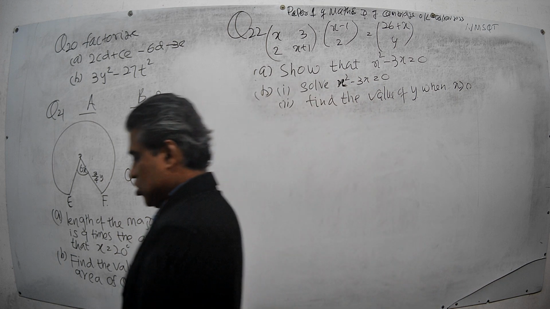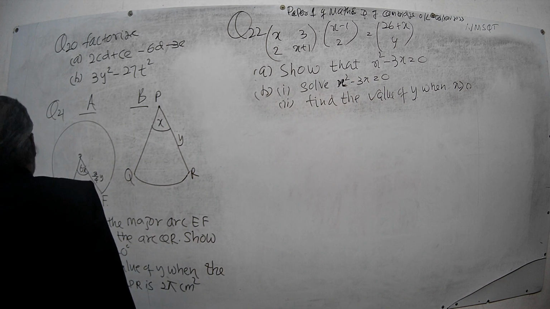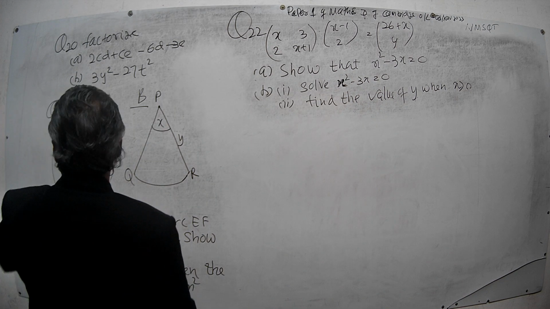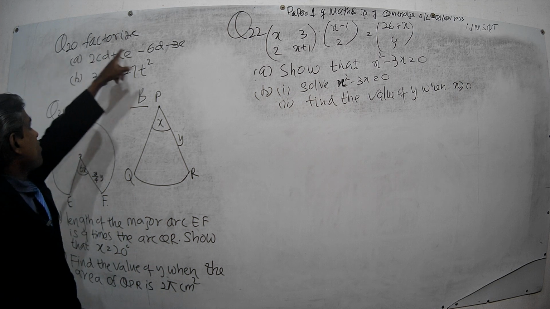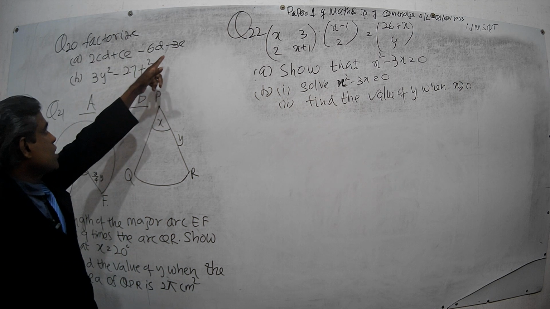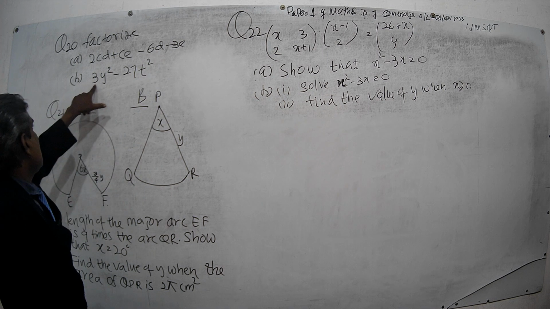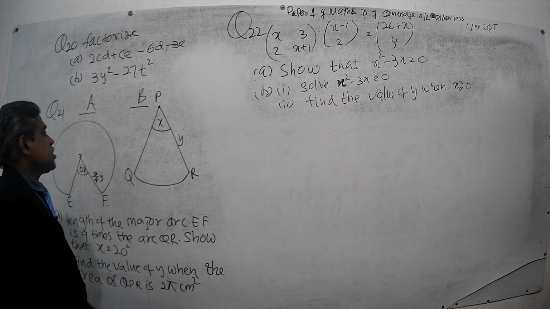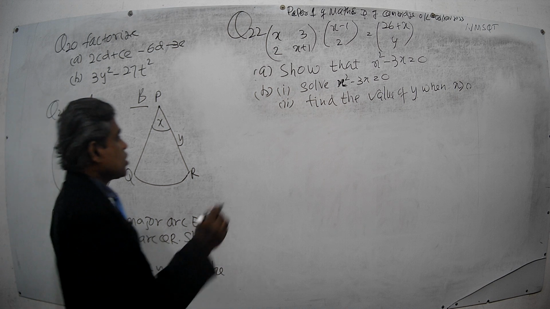Question 20, factorize. Let's see what's in question 20. You have to factorize: A, 2cd plus c minus 6d minus 3. B part, 3y squared minus 27t squared. Then we will take Q20.